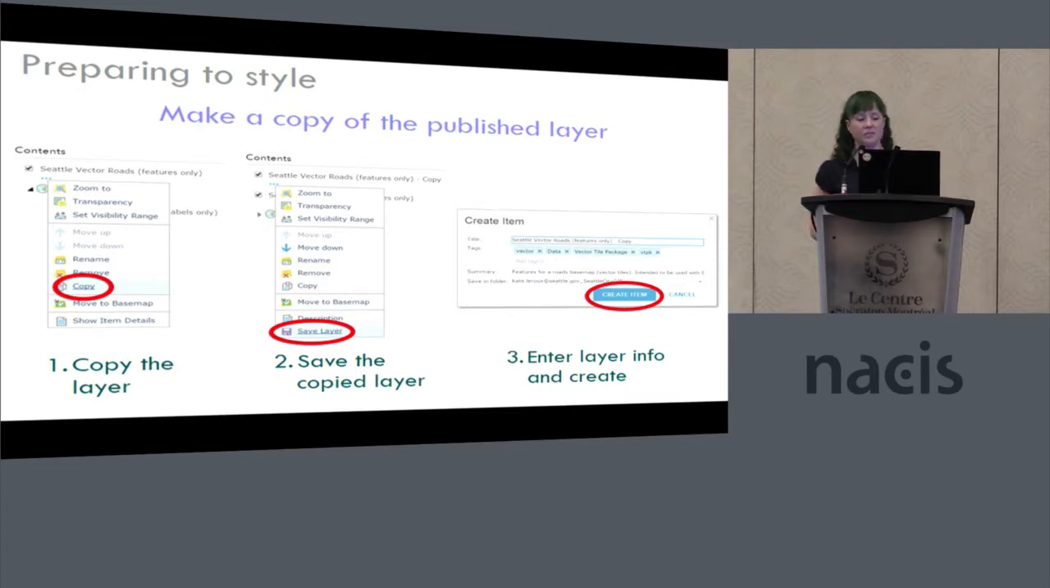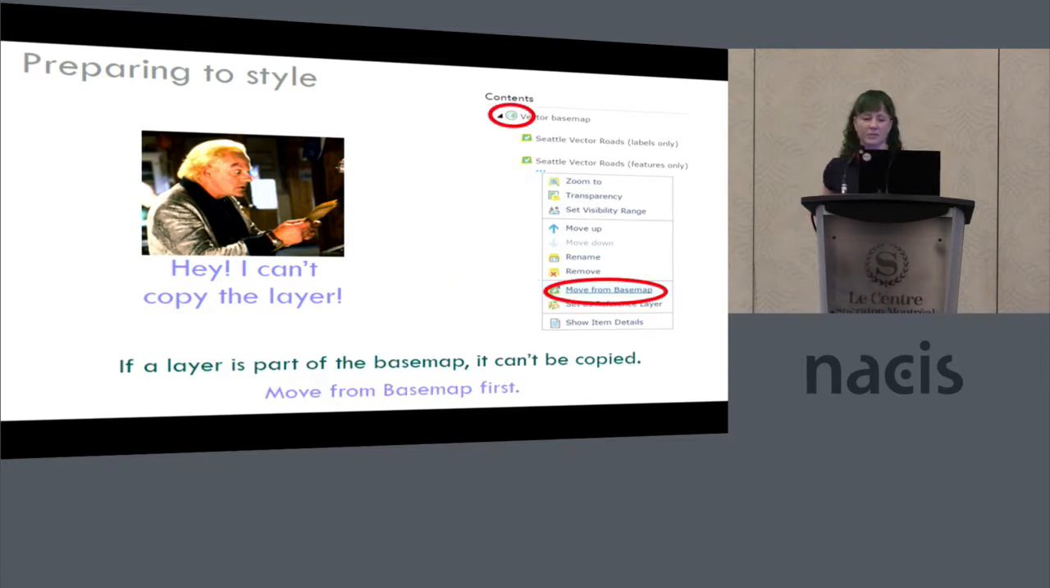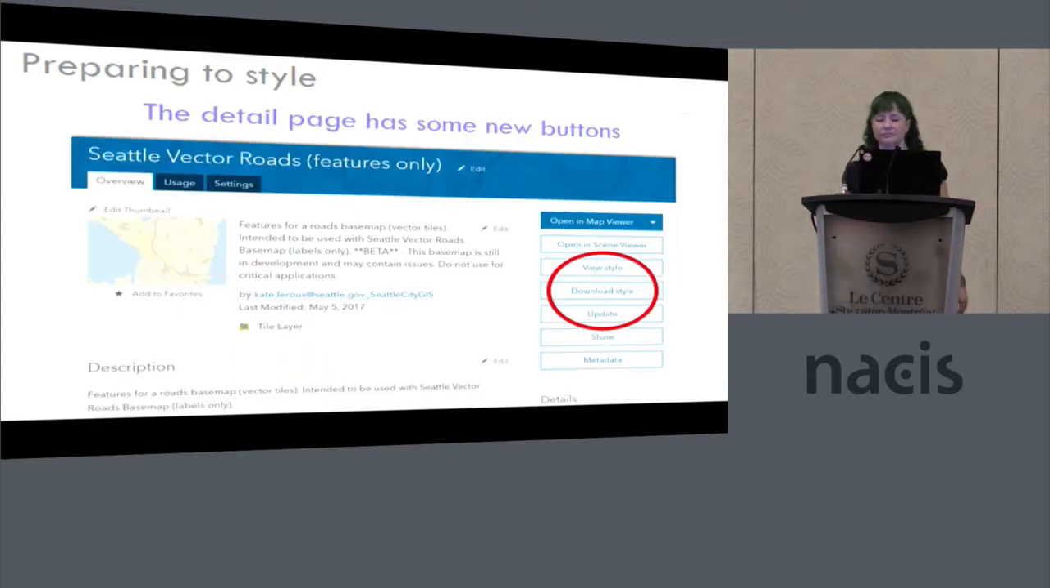In order to style, you need to make yourself a copy of the layer you've already published. If you find you can't copy it, there's no copy option in there. That's because it's been put in the basemap part of your map on ArcGIS Online. If you remove it from the basemap, then you can make a copy and save it. Now you have some new buttons on the detail page. That's where you get the style, and then you update it after you're done.